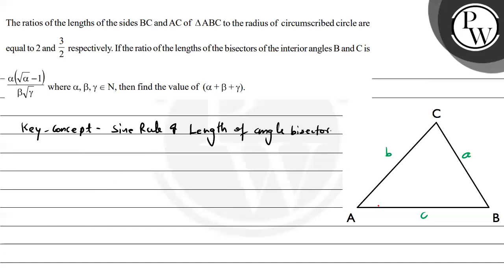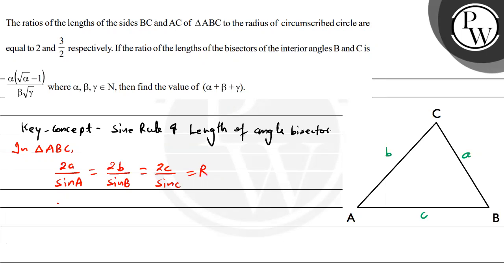सबसे पहले हम क्या करेंगे, यहाँ पर in triangle ABC, I'm going to use the sine rule. So I can write a divided by sine A, which is equal to b divided by sine B, which is equal to c divided by sine C, and which is equal to 2R. R is the circumradius of this triangle ABC. All right, but हमें यहाँ पर क्या दिया हुआ है, the ratio of side BC and the circumscribed radius.